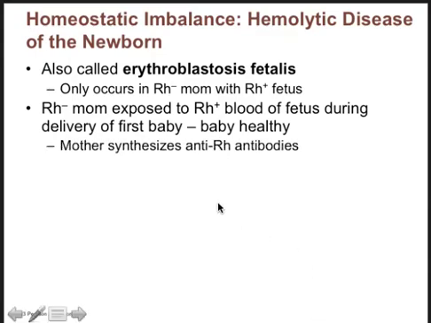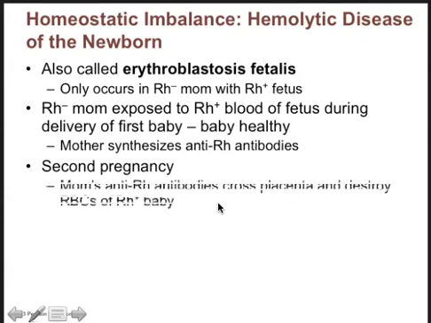However, at the point of birth, the mother's blood and the baby's blood will mix once the placenta has lost its connection with the uterus, and that fetal blood now is mixed with the mother's blood. And what happens as a result in the second pregnancy is that the mom's antibodies, which she has produced as a result of that exposure, will cross the placenta and destroy the red blood cells of the Rh-positive baby.